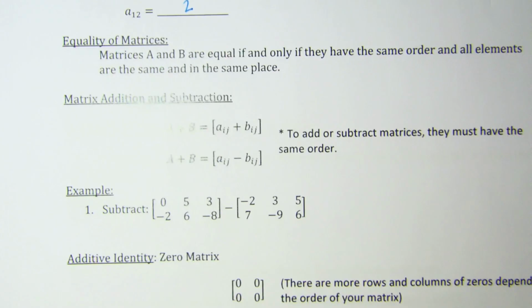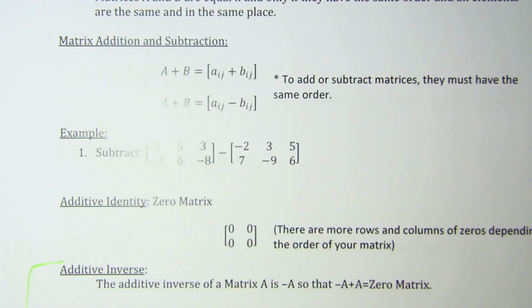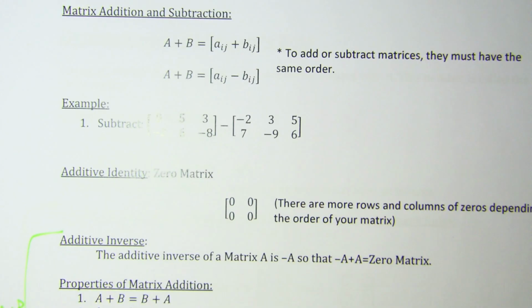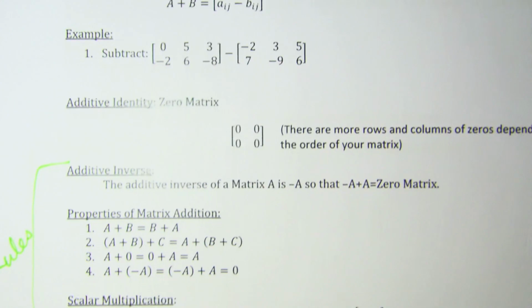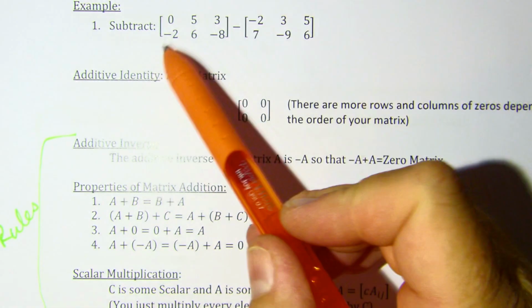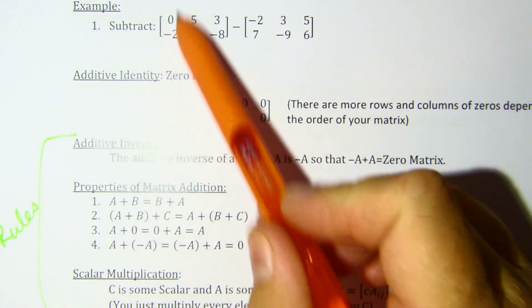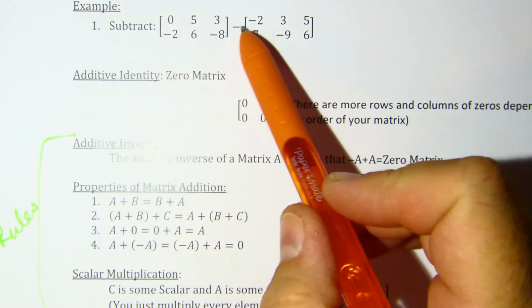Now we can talk about matrices being equal if they have the exact same order and all the elements are the same and in the same place. We can also add and subtract matrices by making sure first that they have the exact same order or the same dimensions, and then adding the elements that are in the same location. So it's easiest to look at this with an example. Here I have 2 matrices that have the same dimensions. They're both 2 by 3 matrices.